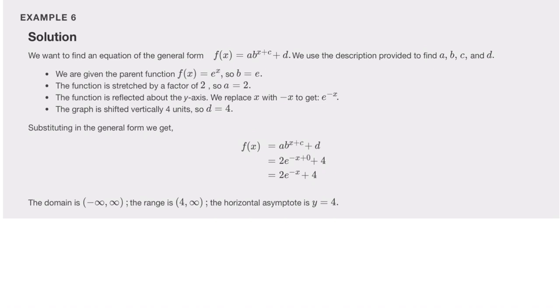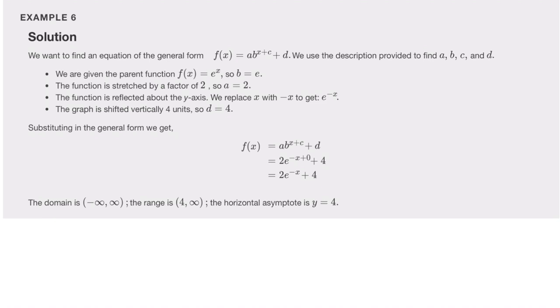Let me just plug in my pen and do a quick recap. We want to find an equation of the general form a times b to the power of x plus c plus d. We use the description to find a, b, c, and d. We're given a parent function e to the x, so the base b is equal to e. The function is stretched by a factor of 2, so our a is 2. The function is reflected about the y-axis, so we replace x with negative x.